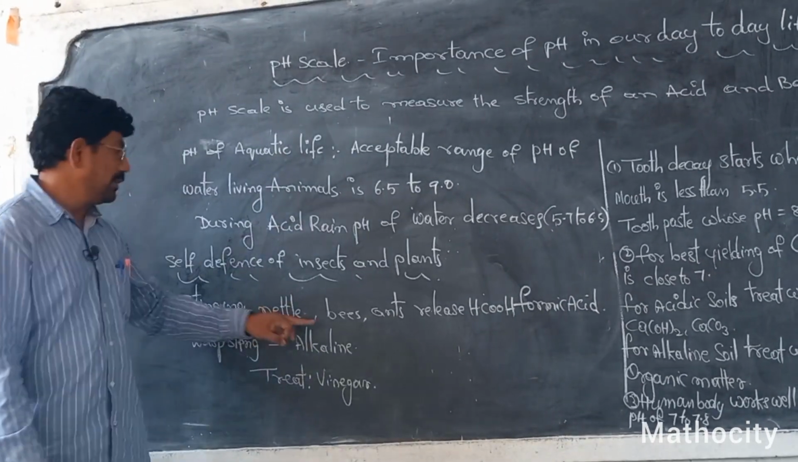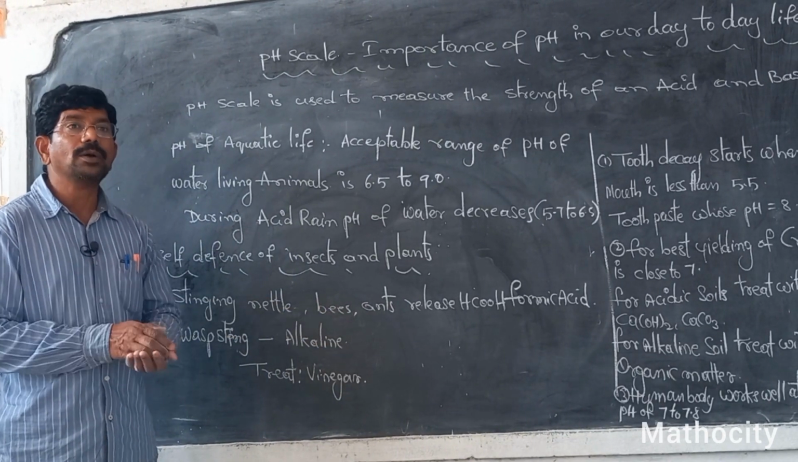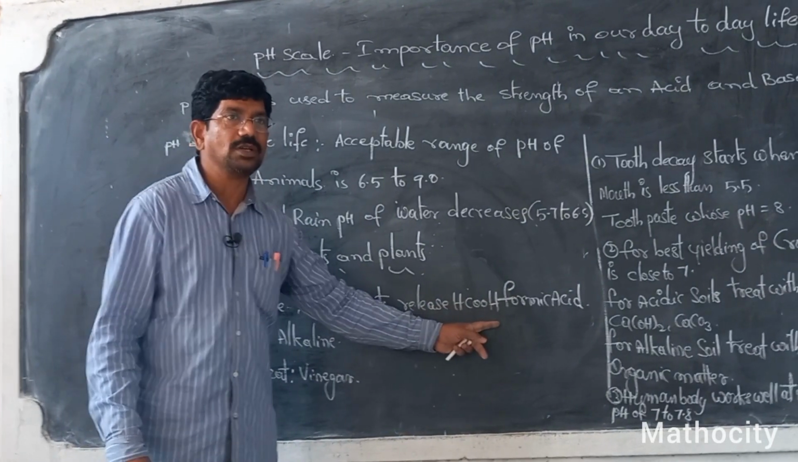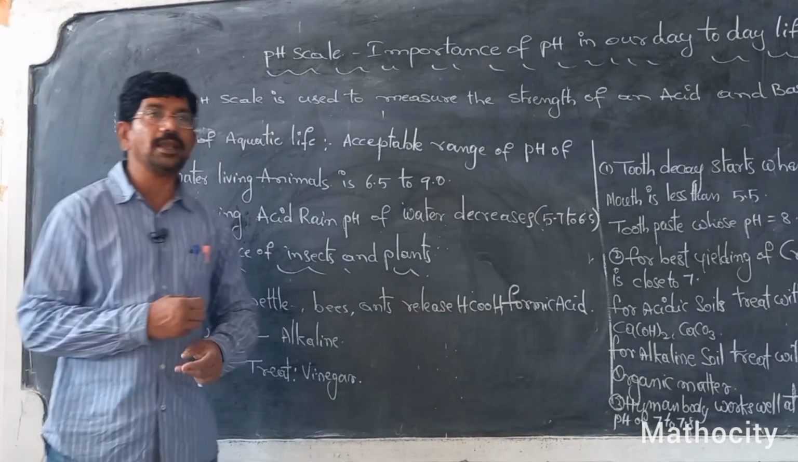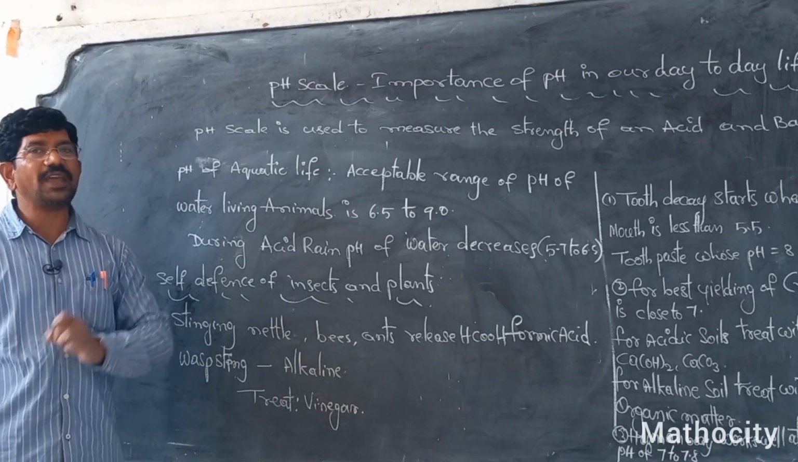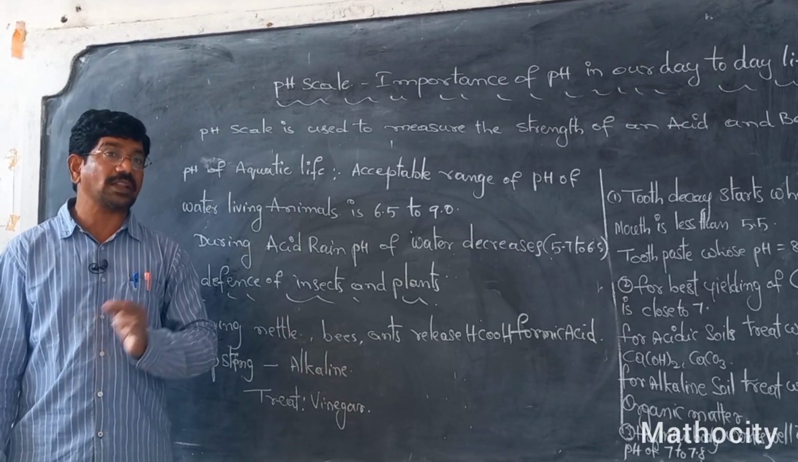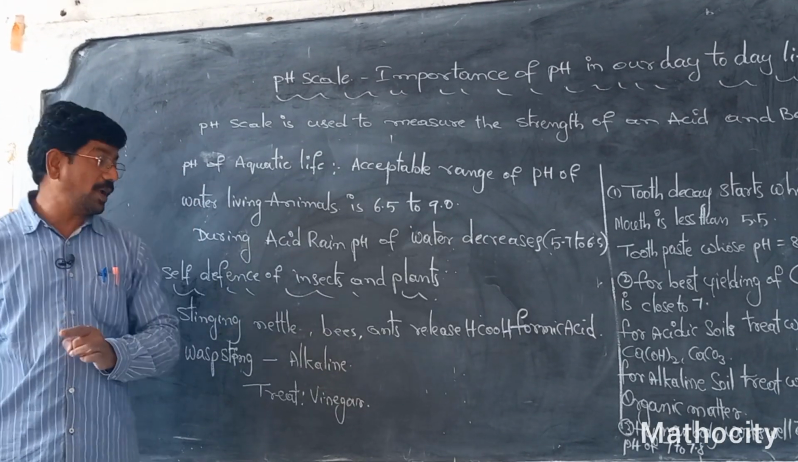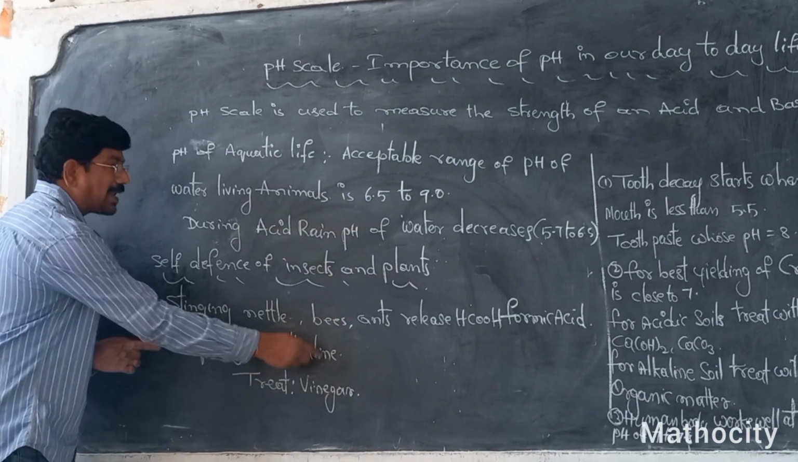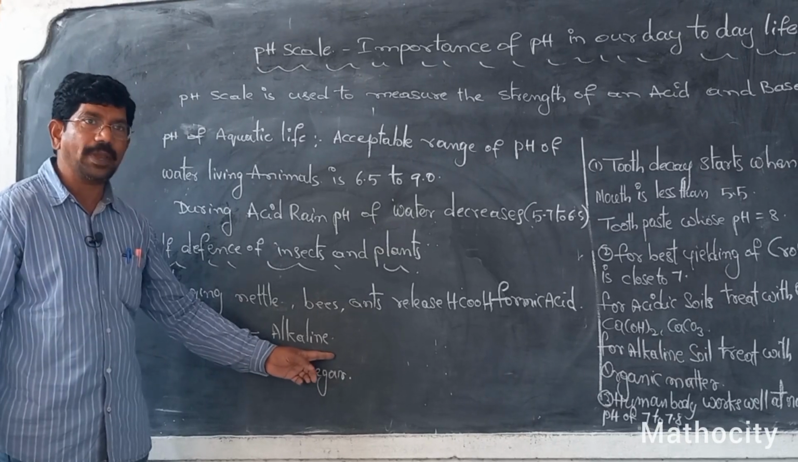Next one, the bees and ants also. They also produce formic acid, HCOOH. Because of that only you are getting some itching sensation and burning sensation. But in the case of wasp, do you know the meaning of wasp? Wasp sting consists of alkaline. It is a base, it produces base.